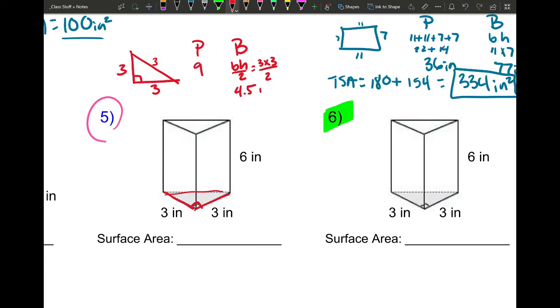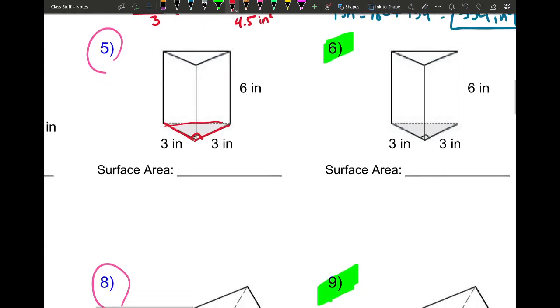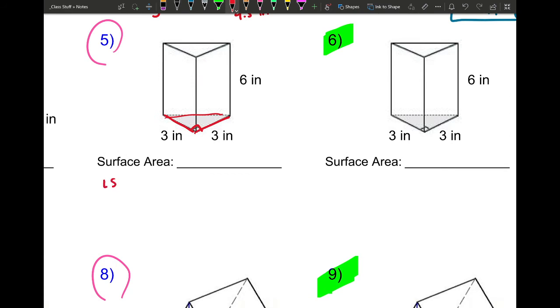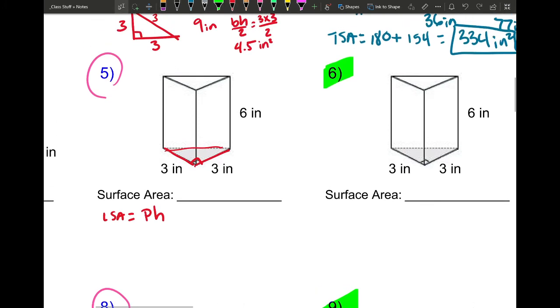Then this is inches squared, and this is just inches. Now we're gonna use the same formula for lateral surface area. LSA equals PH. And we're gonna come back to the prism and see what numbers I have already used, and we're gonna mark them off. I already used the 3 and the 3, so that means that my height is gonna be 6, and it matches because my height is the distance between the 2 bases.